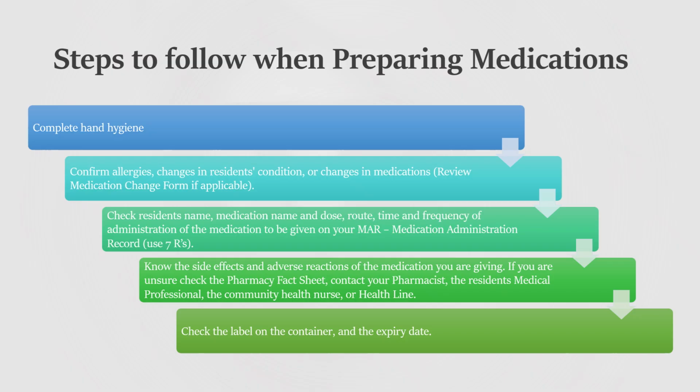Check resident's name, medication name and dose, route, time and frequency of administration of the medication to be given on your MAR, medication administration record, using the 7 R's. Know the side effects and adverse reactions of the medications you are giving. If you are unsure, check the pharmacy fact sheet, contact your pharmacist, the resident's medical professional, the community health nurse, or health line. Check the label on the container and the expiry date.